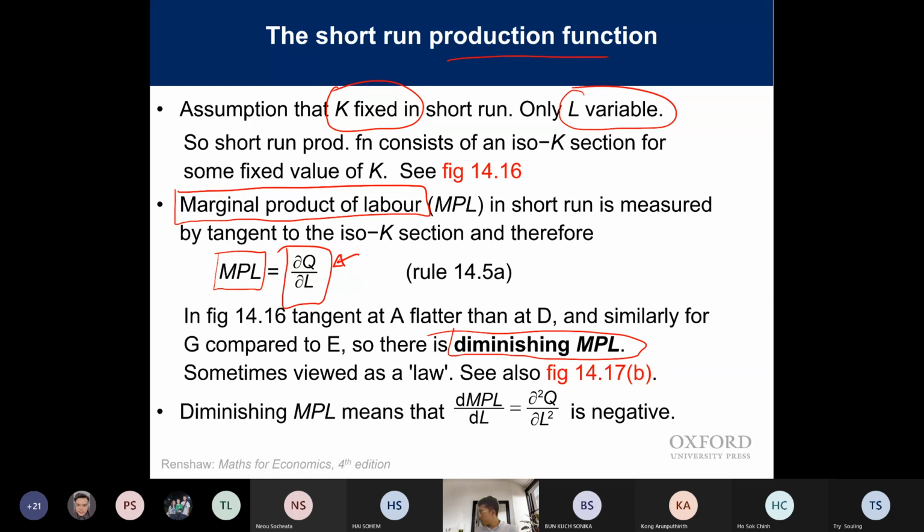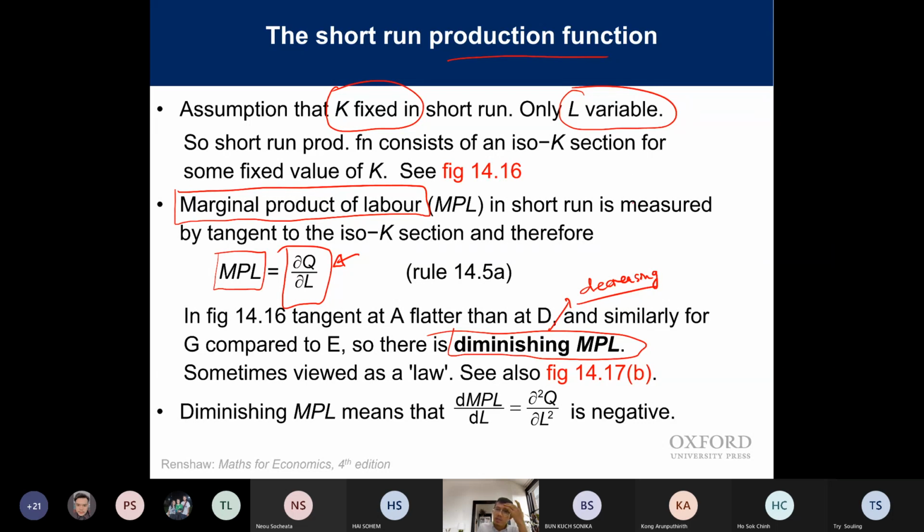Does anyone know the word diminishing? What does it mean? Diminishing means decreasing. Okay, so let me explain why it's called diminishing, why the marginal product of labor is diminishing.